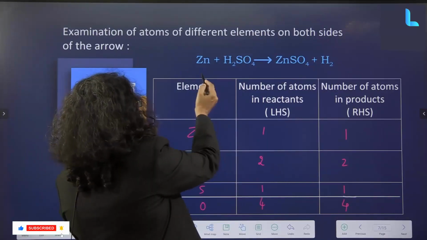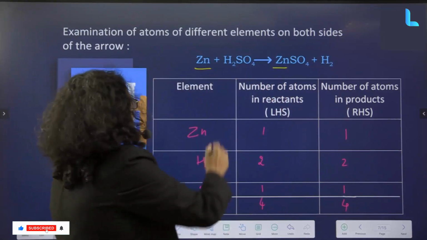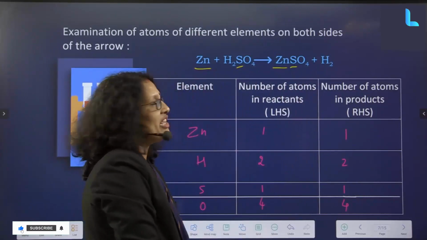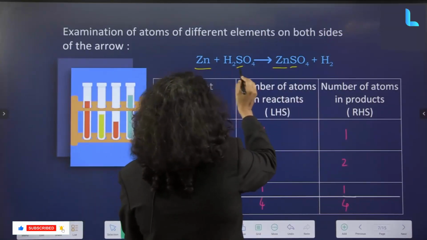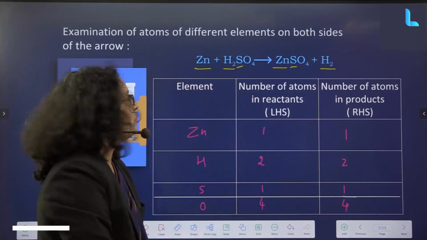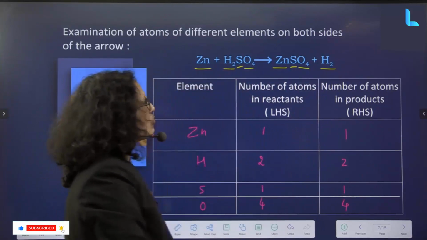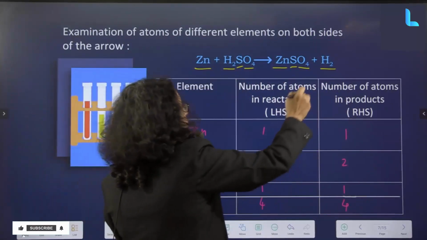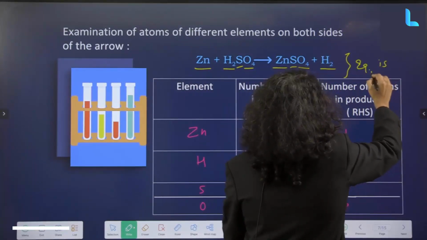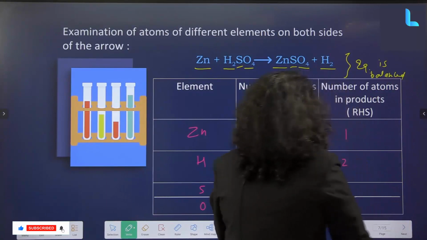Now see, zinc 1 this side and 1 this side, so zinc is balanced. Sulfur 1 this side, 1 this side, sulfur is also balanced. Next hydrogen, H2 here, H2 here, so hydrogen is also balanced. Oxygen O4 and O4, so oxygen is also balanced. So what can be our conclusion? The equation is balanced. Okay, this equation is completely balanced.